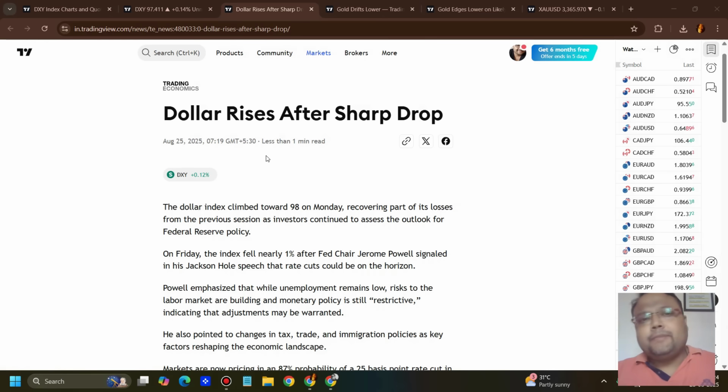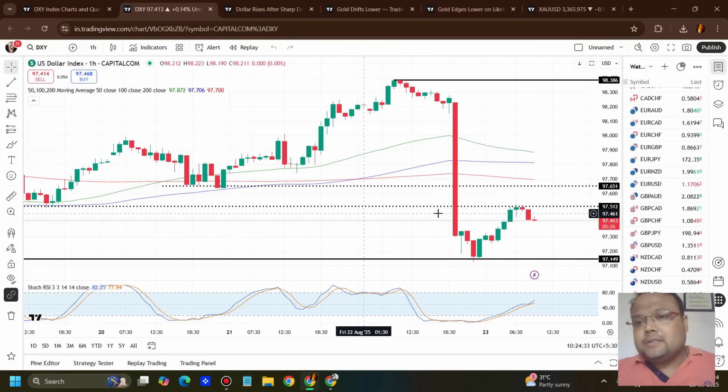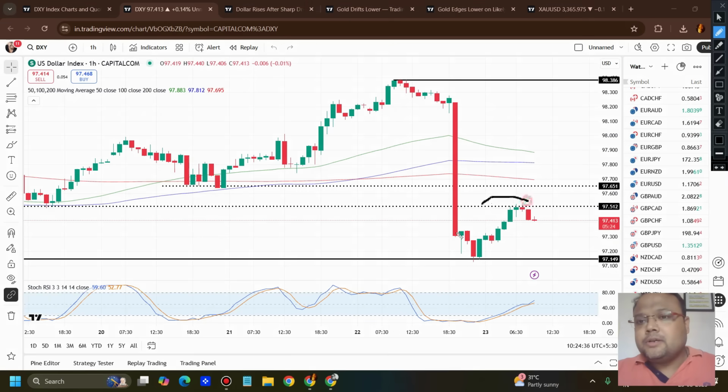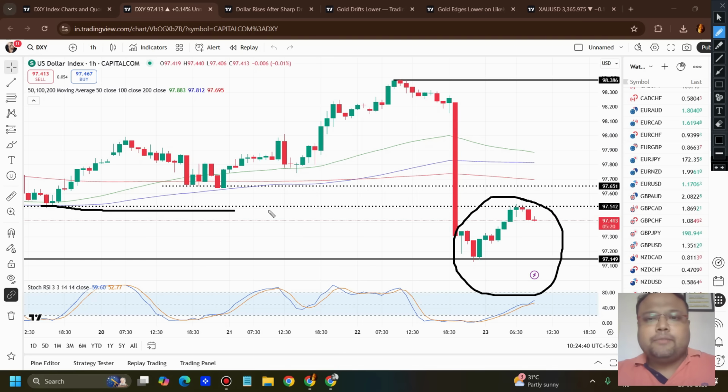And if you look at the market sentiment, you can see the dollar rises after a sharp drop. The main reason why gold was so bullish was the sharp drop in the dollar on Friday. So we can see that the dollar is also trying to go up after the market opening. And this is a chart of the dollar. You can see the dollar is also going for a pullback here. But yes, the dollar is facing resistance around the previous support around 97.5.